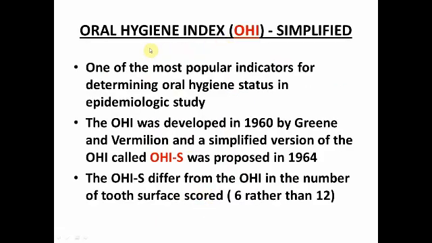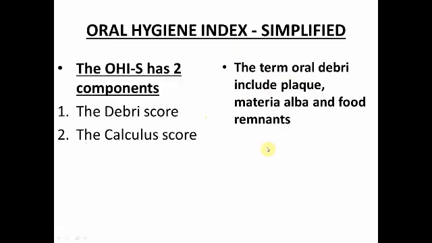The second index is the oral hygiene index, simplified. It is one of the most popular indicators for determining oral health status in epidemiological study. It was developed by Greene and Vermillion in 1960. It has 2 components, the debris score and the calculus score.